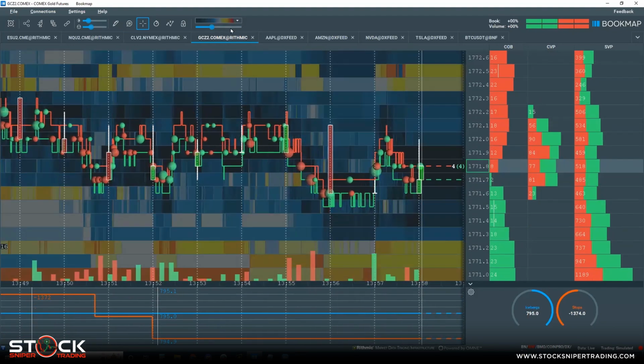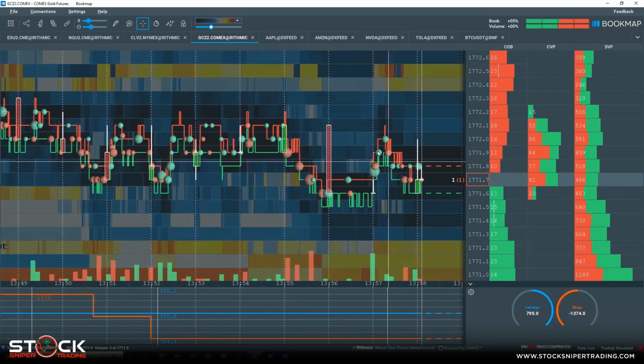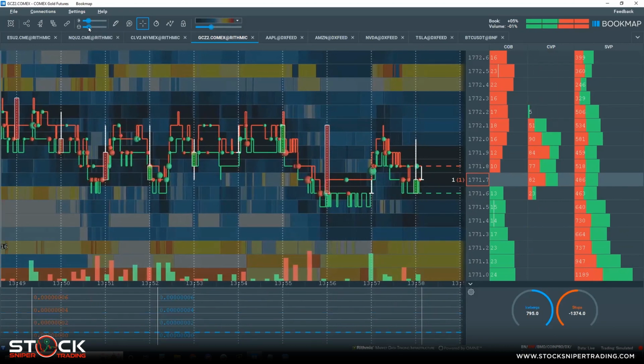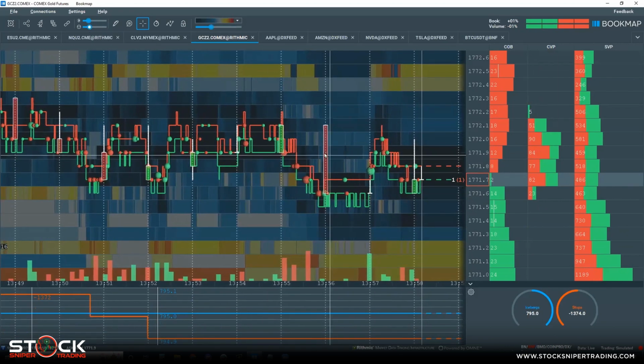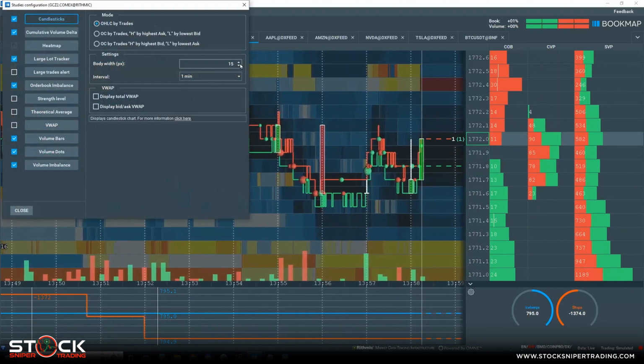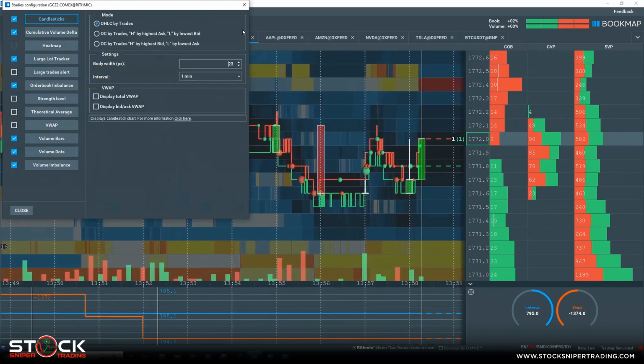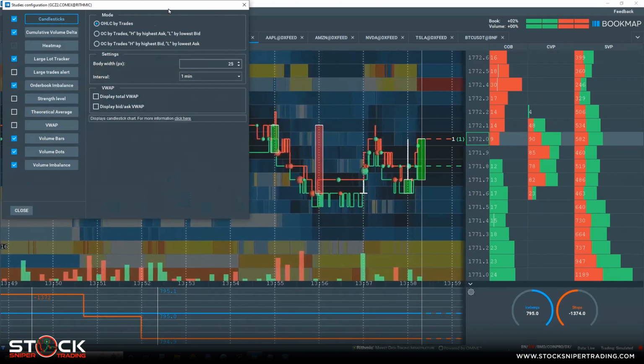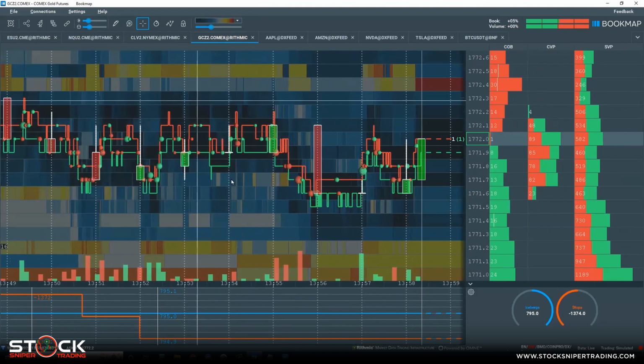We'll dim the heat map a little bit here, and maybe make the volume dots a little bit smaller so we can look at the candle. Okay, so we're going to look at candlesticks within this price action here. We can make the width a little bit bigger.